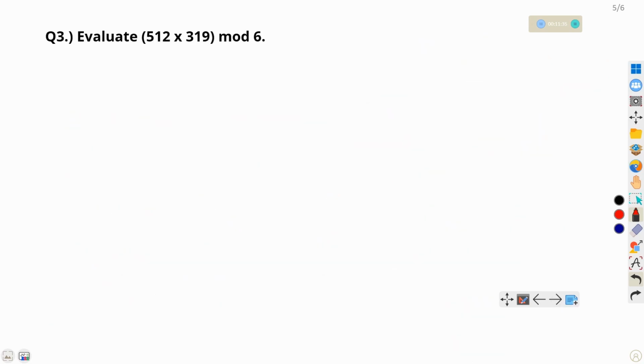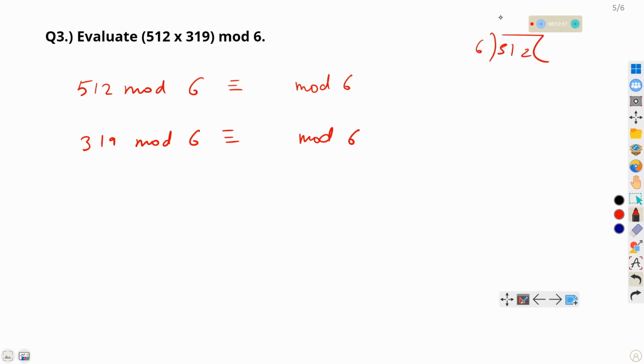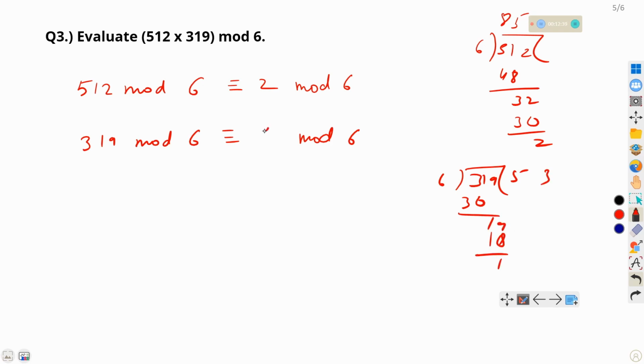So let's see our next question now. Here we have the same type of question. Instead of just adding, here we have to multiply. So the process will be the same. First we'll get 512 mod 6. Next we'll get 319 mod 6. So let's see. 6 eights are 48, so we get 2, and 319, so we get 1.